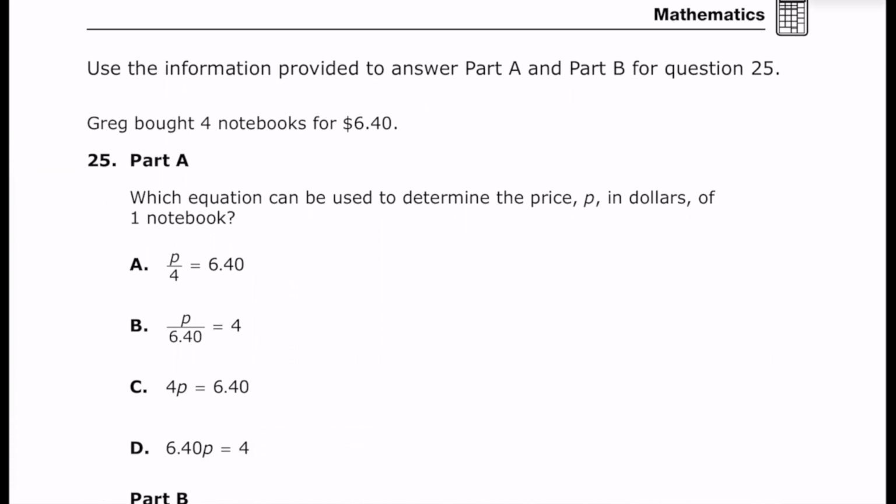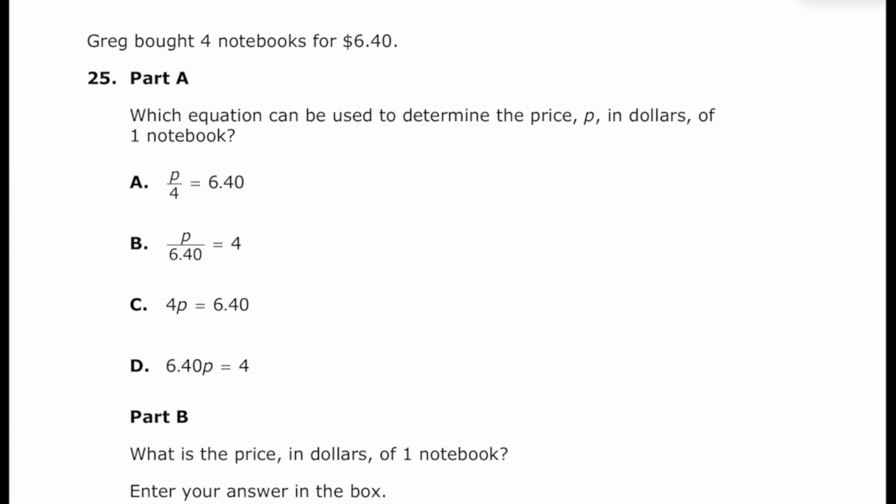Let's take a look at 25. This one looks like we also have 2 parts here, so let's take a look at part A. Part A says, which equation can be used to determine the price in dollars of one notebook here. So let's see here. 4 notebooks cost $6.40. Let's go ahead and define our variable. Looks like they're using P. P, they say, is going to be representing the price in dollars, the cost of one notebook here.